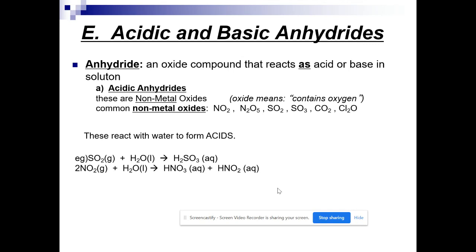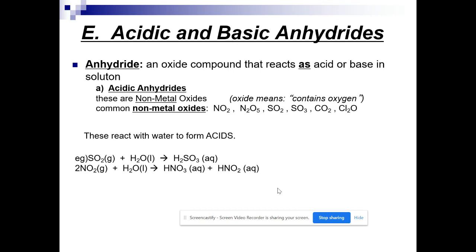Okay, next, acidic and basic anhydrides. An anhydride is an oxide compound that reacts as an acid or base in solution. So we have acidic anhydrides. These are non-metal oxides. Some common non-metal oxides are NO2, N2O5, SO2, SO3, CO2, Cl2O. All of these react with water to form acids.